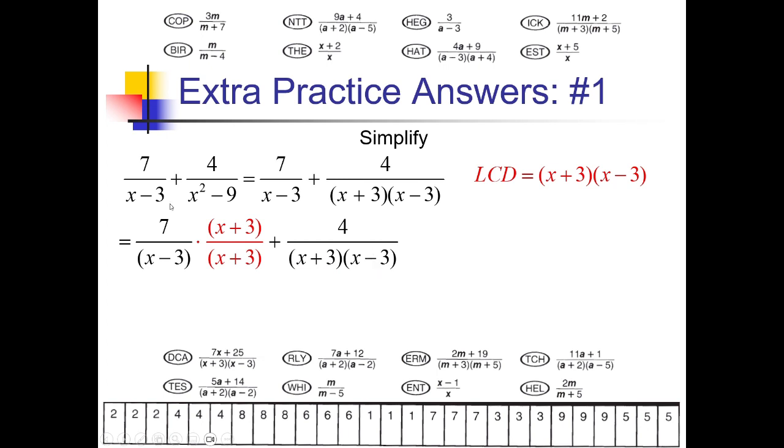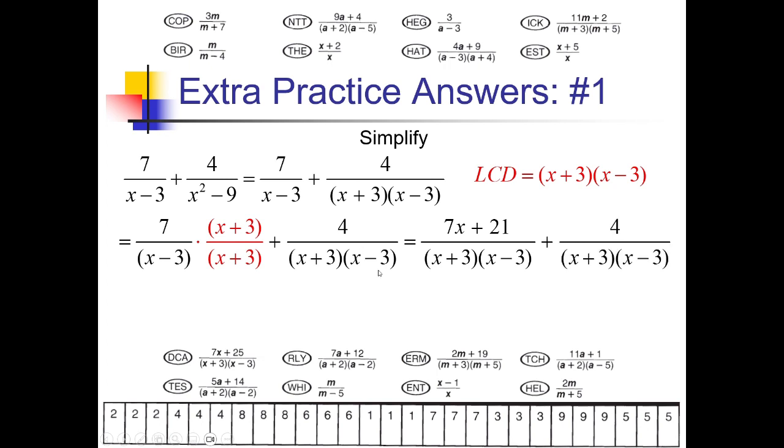So going back to my first fraction now and distributing that out, and you'll notice I included these parentheses here even though I don't technically need to, just to make sure I distribute. So I'm going to have 7x, and then 7 times 3 gives me a plus 21 up there. And I should have x plus 3, x minus 3 down below. That was kind of the whole point of this, is to get that LCD down there. And then my second fraction, again, I'm going to keep that the same.